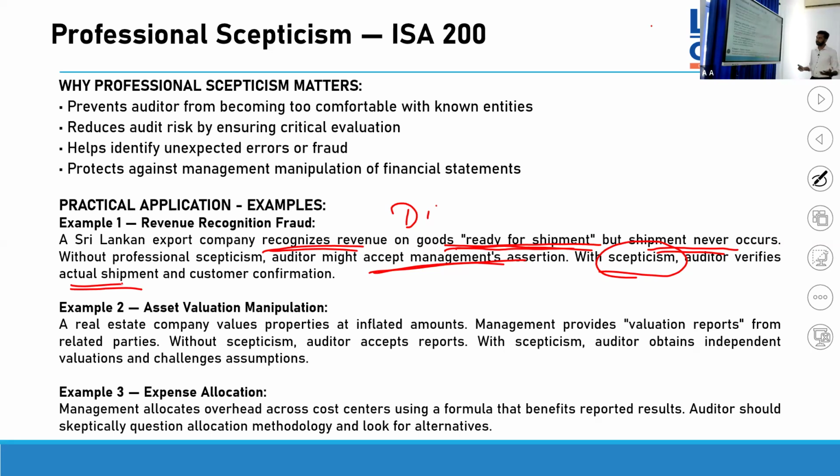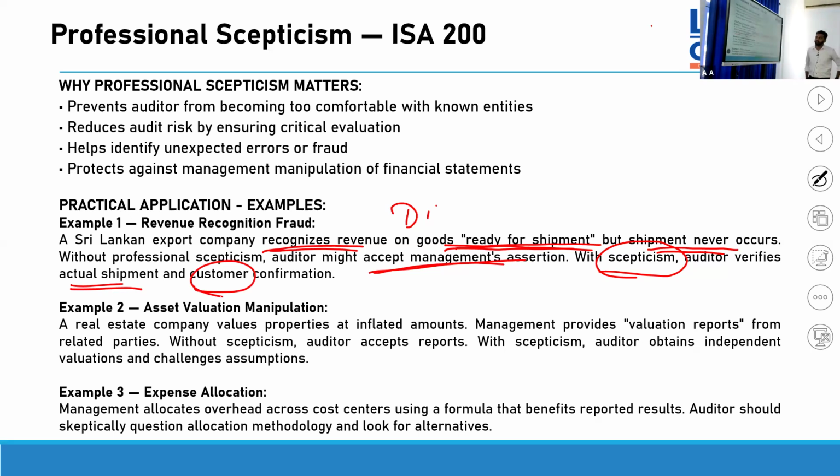If management says we have recorded all the revenue in our financial statements, and we are applying professional skepticism, we can say no, we can't rely on your verbal confirmation. Please provide us evidence. If they fail to provide the evidence, we can obtain confirmation from customers also in order to verify the delivery of these goods. This is how we use our professional skepticism.